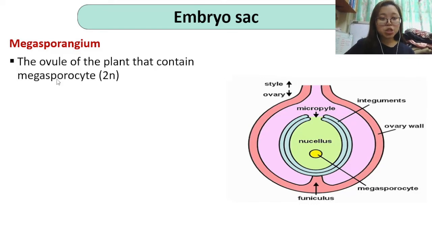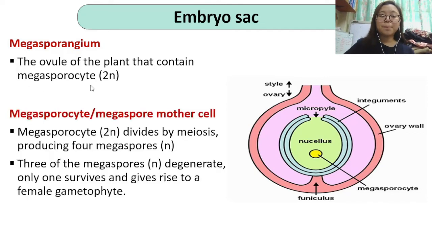Remember just now I mentioned that if it's a male part of the flower, we use micro. Well, in the female part, we will use mega. So jantan, micro, betina, mega. So this is the female part.